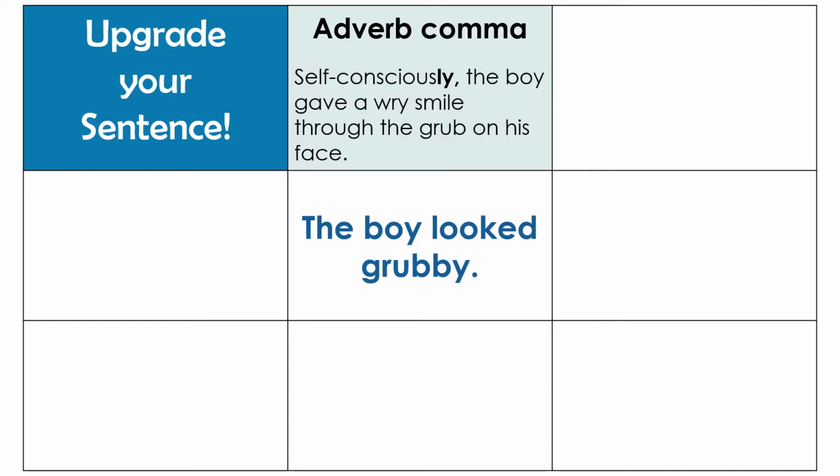The first method I'm going to call the adverb comma, and you will have come across this at Key Stage 2 in Year 6, absolutely, definitely. We're going to start our sentence with an adverb. So here we've got self-consciously, and I've highlighted the ly because adverbs generally end in ly, and then we add a comma. Self-consciously, the boy gave a wry smile through the grub on his face.